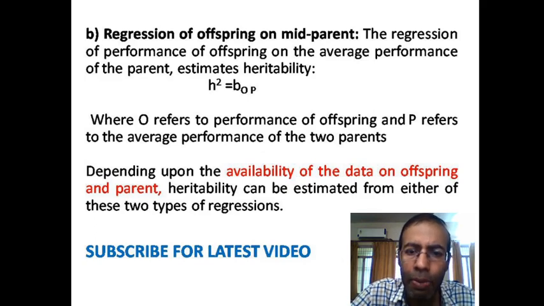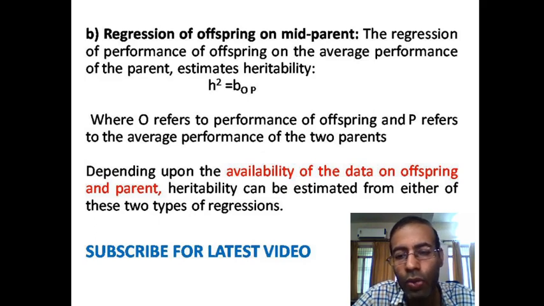Depending upon the availability of the data on offspring and parent, heritability can be estimated from either of these two types of regression. So this is very important. Which method should be used? If we have data for one parent only, then we will apply first method. If we have data from both parents, then we can apply the second method.